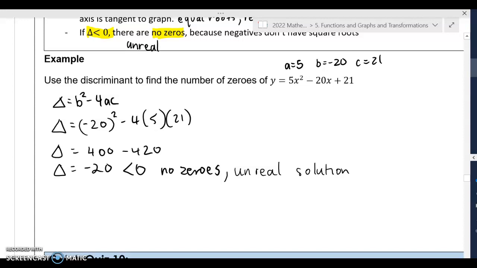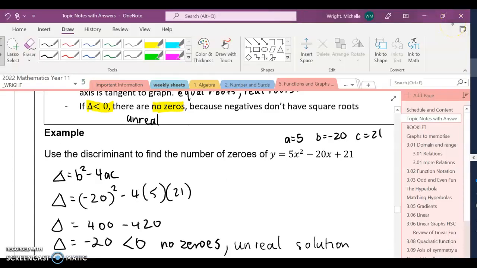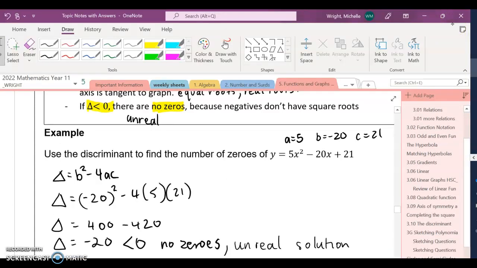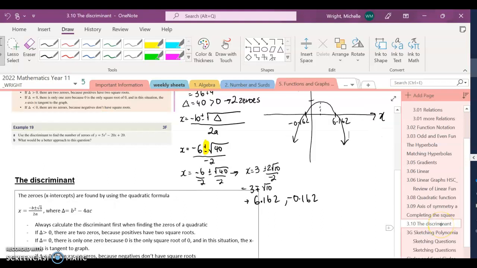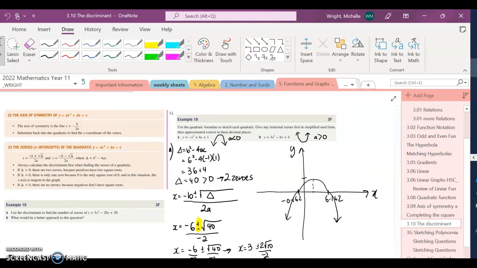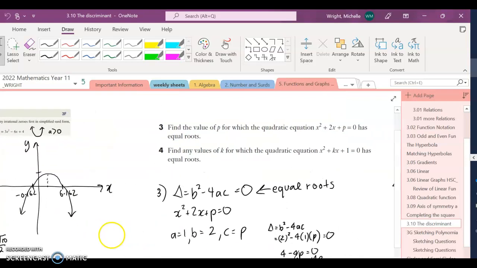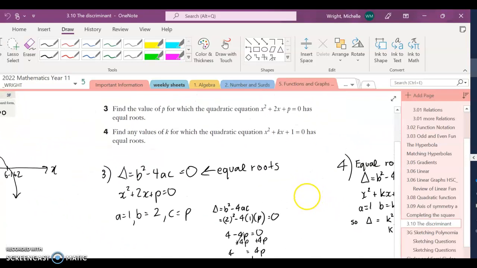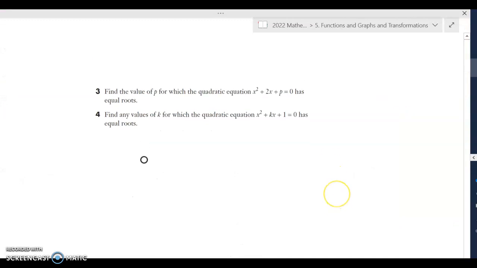What I also want to do is jump over in our OneNote to where we have 3.10, the discriminant, on the side, and have a look at a couple of questions in here as well. The ones in particular that I want to have a look at right now are 3 and 4. Those are from our textbook questions. Question 3 says, find the value of p for which the quadratic equation x squared plus 2x plus p equals 0 has equal roots.